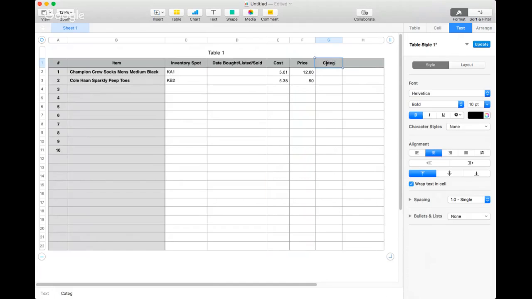And a category. Where would this one go? I would probably put socks, if it's just a clothing item, as clothing. This would be a shoe. Precious moments, mom, statue. That would probably be somewhere else.